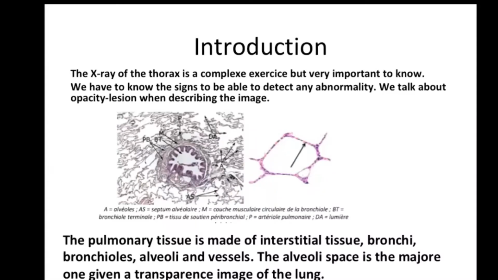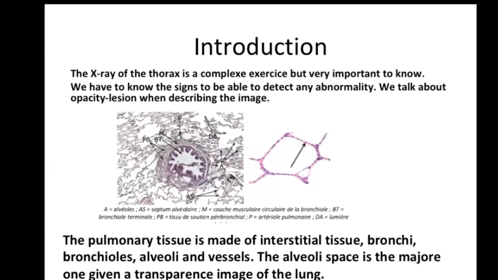seeing on the X-ray to be able to detect any abnormality. But first we have to know, of course, that in the lungs, in the tissue of the lungs, we have interstitial tissue, which are the tissue of the lungs itself, the bronchi, as we all know, which let the air enter to the lungs, the bronchioles, which are the small bronchi, and last, the alveoli, where the oxygen and CO2 will exchange. And so this is the main thing, of course, the alveoli.